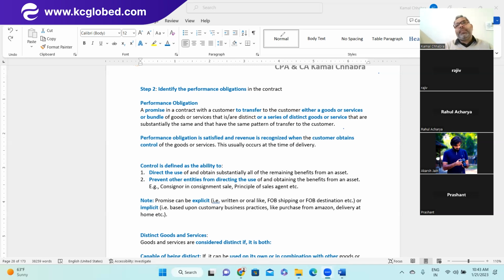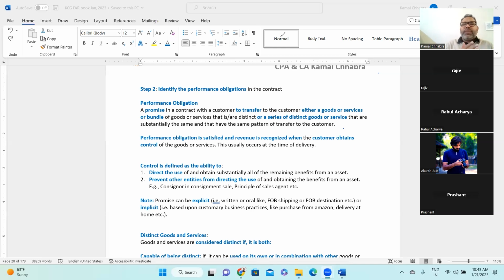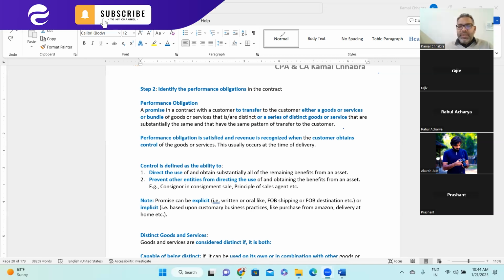But we'll learn this in more detail along with the fifth step, which is recognition of revenue as and when the performance obligation is satisfied. When the performance obligation is satisfied, we'll understand in step 2, right? When goods and services are transferred to the consumer, and the consumer obtains control over those goods and services, at that point of time it is considered that goods and services have been transferred and the performance obligation has been satisfied from the seller toward the buyer.